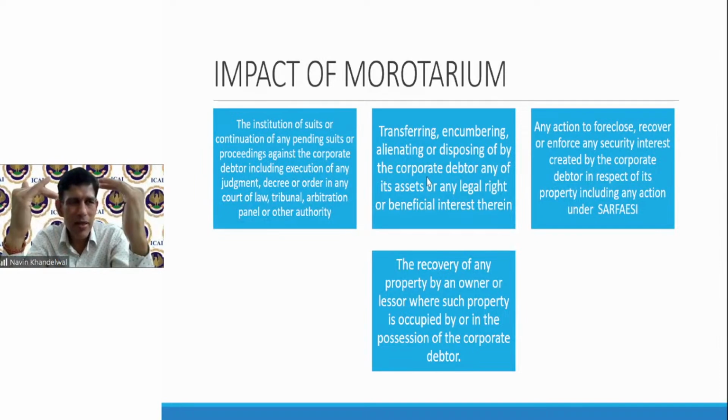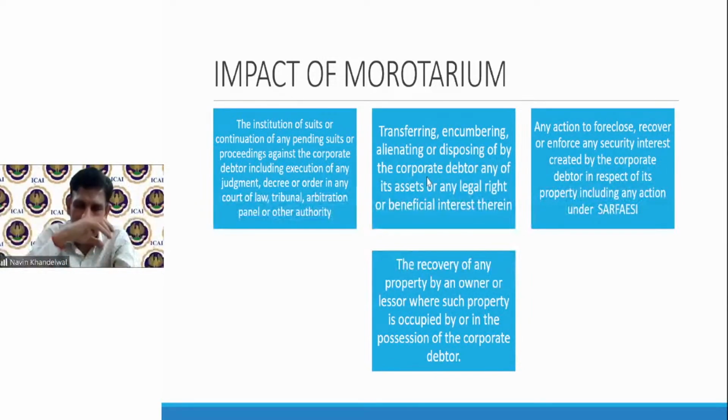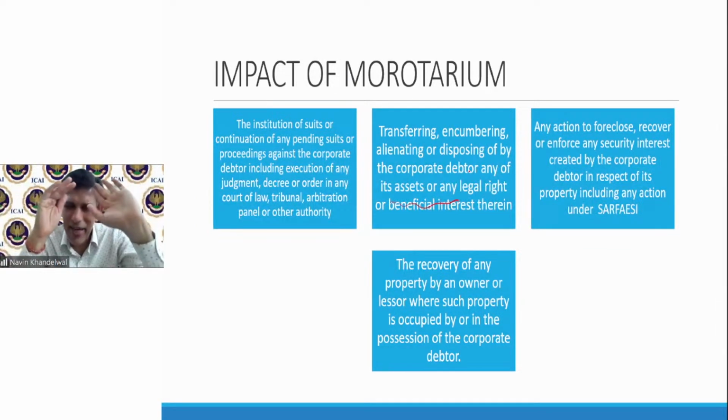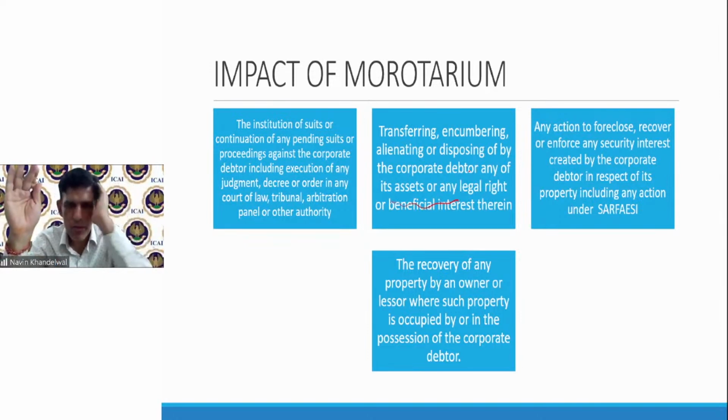That is the first relief which is granted to the corporate debtor, so that the IRP who is appointed will only concentrate on bringing out a resolution rather than involving himself in the various legal issues. So it says that please hold on to all the legal issues, let things get resolved, and then we'll come back to you. Second, it restricts transferring, encumbering, alienating, or disposing of any of its assets or any legal right or beneficial interest by the corporate debtor. That means the corporate debtor cannot sell any of the assets of the company.